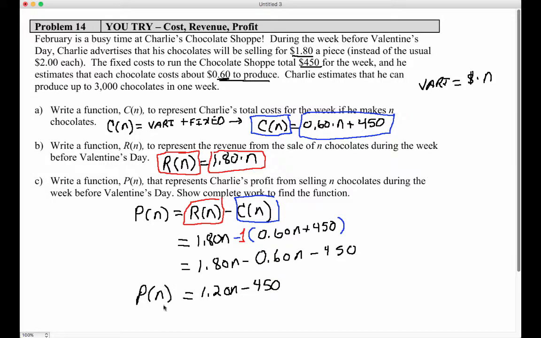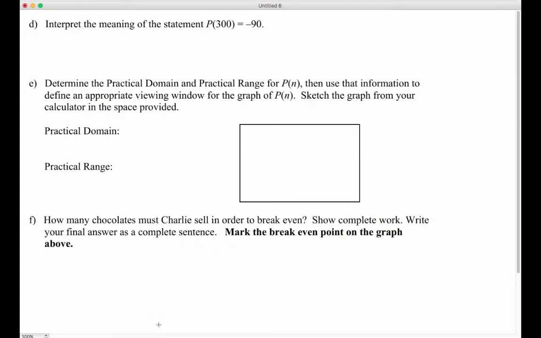The profit given by the number of chocolates we make is equal to $1.20, if you want to think about it that way, times the number we make minus 450. Okay, so let's see. Part D, they say interpret the meaning of the statement P of 300 equals -90. Well, let's do a little better than that. Let's go ahead and actually evaluate P of 300, and then we'll tell them what that -90 means.